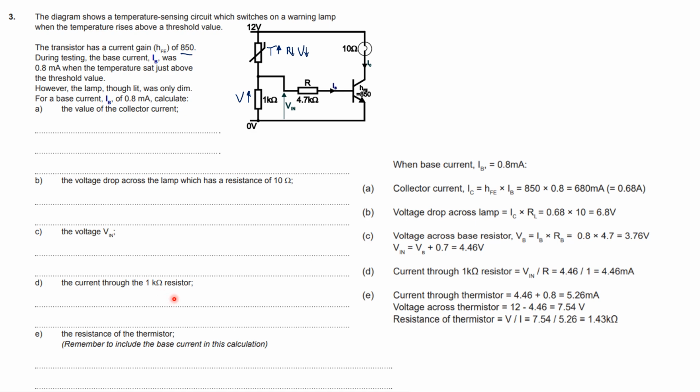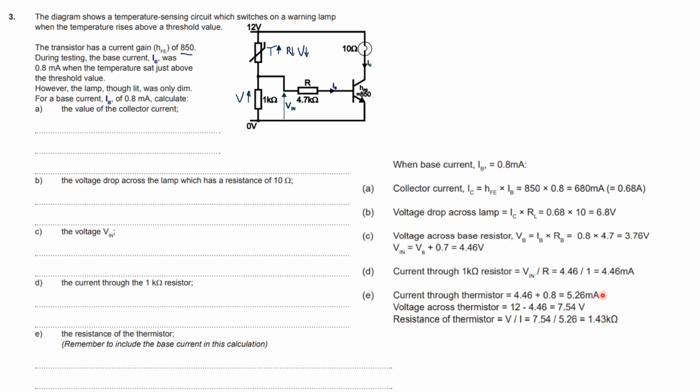Then we can work out the current going through that 1K resistor. If we know the voltage, we know it's 1K, quite simply, it's 4.46 over 1, 4.46 milliamps. Then we can work out the resistance of the thermistor. It says to remember to include the base current in this calculation, because the current splits at this junction. So you've got 0.8 milliamps this way, and 4.46 milliamps this way. So the current going through there is 5.26 milliamps. It's just addition, just add them together.